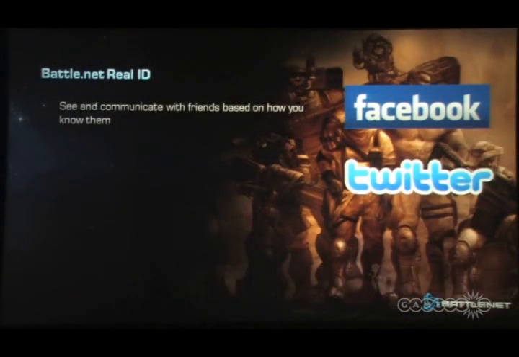So we decided to introduce this concept of BattleNet Real ID. And the way this works is we want you to be able to see and communicate with friends based on how you know them. And the examples over there are Facebook and Twitter, which are 2 of the most popular services across the world. They're just eating up market share, and I think a lot of that is because in real life, we don't know each other as Gandalf or as Zeratul. We know each other as Rob Pardo or Greg Canessa. So if that's how people want to know each other, that's how people are going to communicate, why don't we introduce that to the service itself?